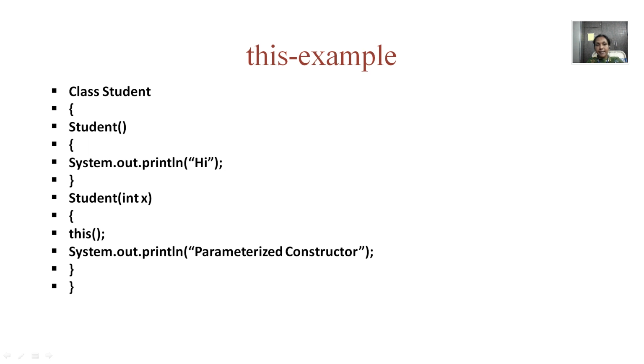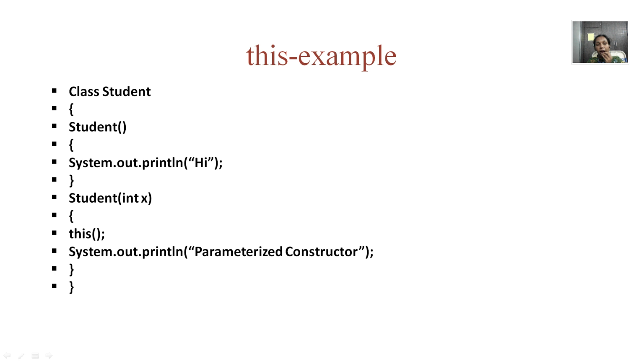Now let us take an example: class Student, open brace, and we have defined two constructors. We know the rule of a constructor: the constructor name is the same as the class name, Student, without any parameters. The constructor's purpose is initialization of variables, but I just would like to print a hi statement. After that I have defined another constructor with a single integer parameter, Student of int x.